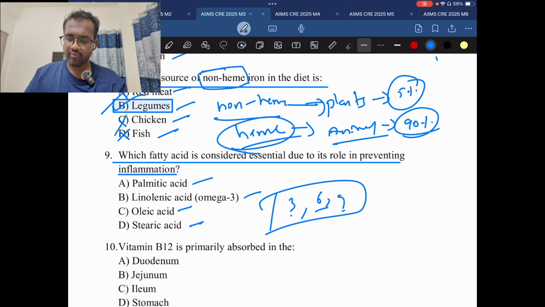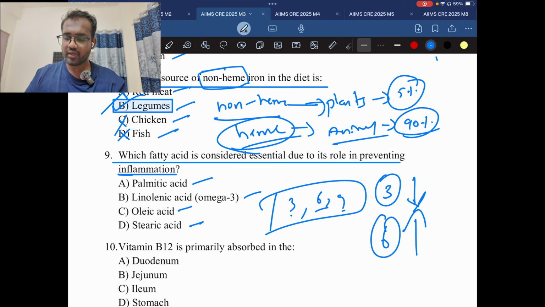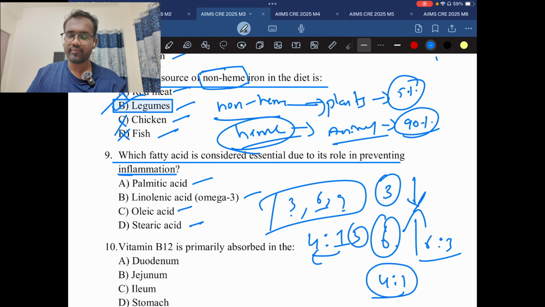Always remember, when there is a word called inflammation, omega-3 always reduces the inflammation. A lot of omega-6 can increase the inflammation. To balance it out, if there is a lot of omega-6, say 5 omega-6, we need at least 1 omega-3 to balance the inflammation levels. That's how we need to balance it out. If they ask what is the ratio of omega-6 to omega-3, always remember that it is 4:1. This is very important.